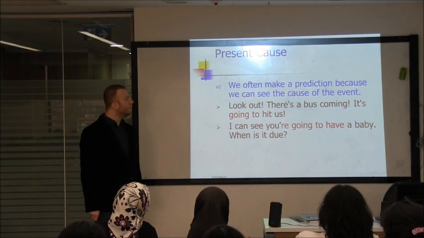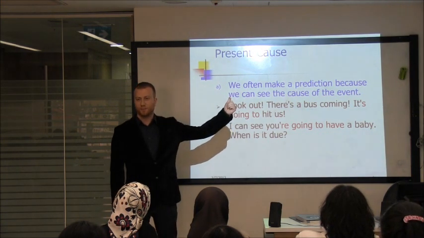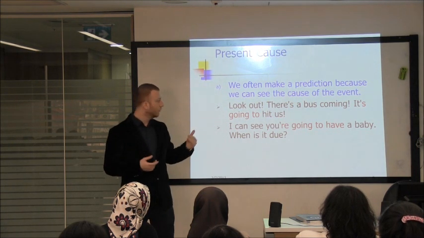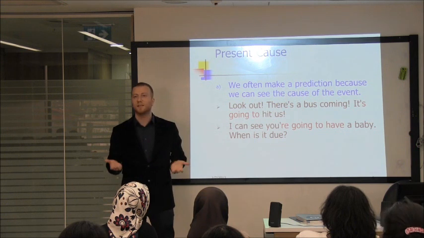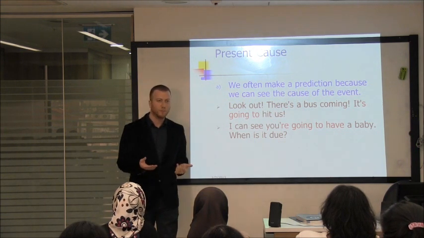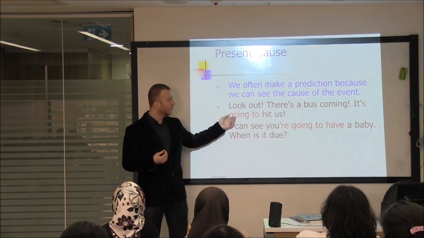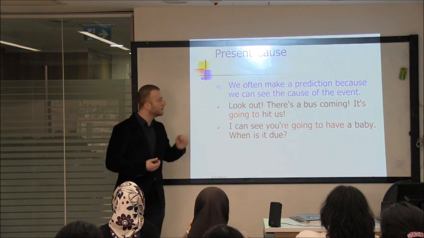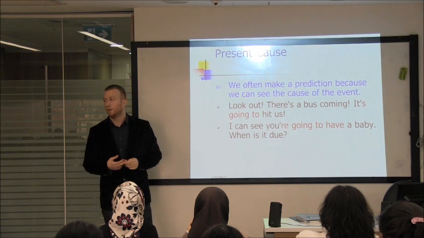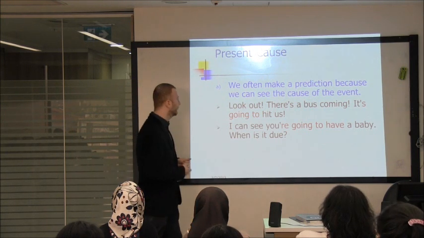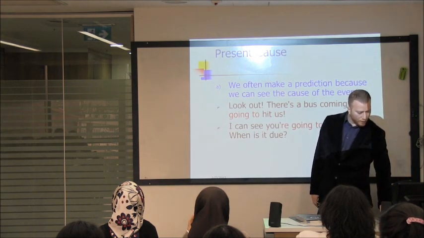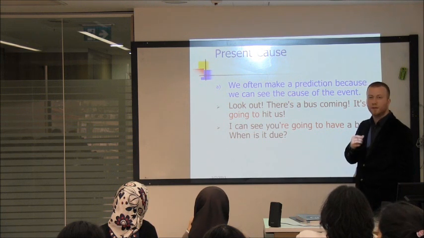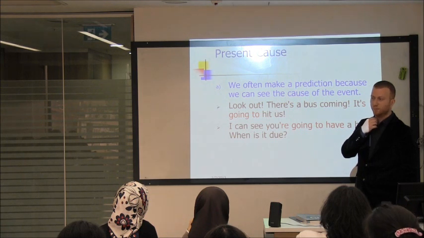And another aspect, we often make a prediction because we can see the cause of the event. If you know the cause of the event, then just like in the example, look out, there is a bus coming, it is going to hit us. What is the reason? What is the cause? There is a bus coming. This is the cause. You see the cause. So this prediction is used with be going to. Or, I can see you are going to have a baby. When is it due? In this example, we can also see the cause, or let's say reason.